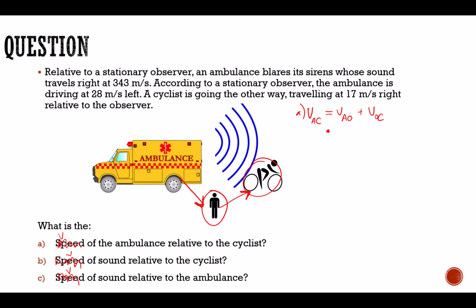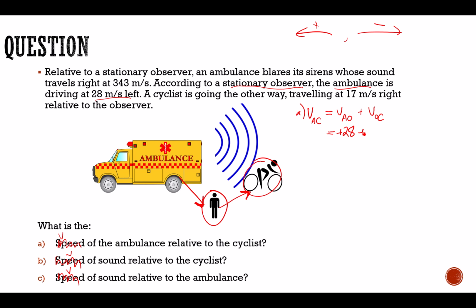Okay, so what is the velocity of the ambulance relative to the observer? Well, are we told that? According to a stationary observer, the ambulance is traveling at 28 meters per second to the left. Let's go ahead and define left as positive and right as negative. So the velocity of the ambulance is 28 meters per second to the left relative to the observer. So this is positive 28. Plus the velocity of the observer relative to the cyclist.